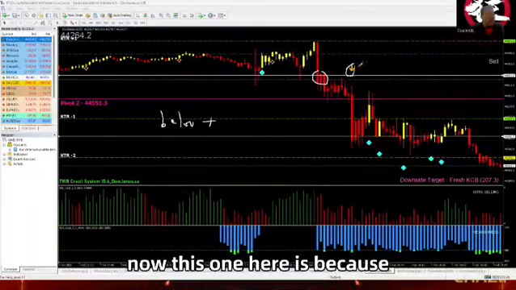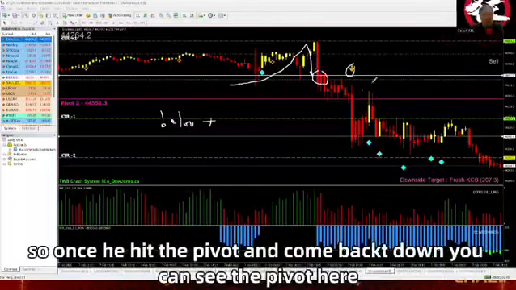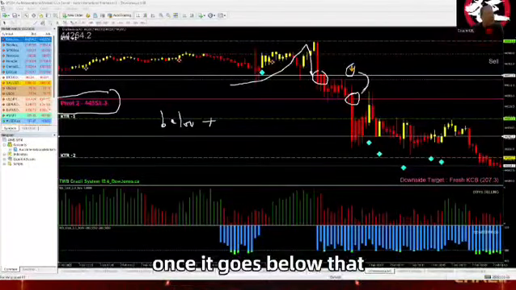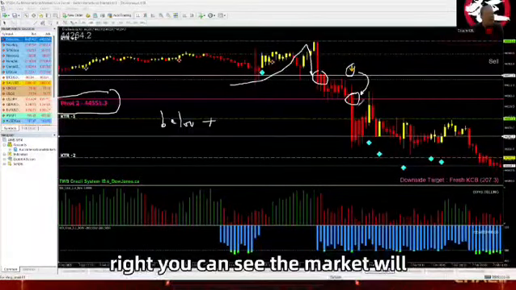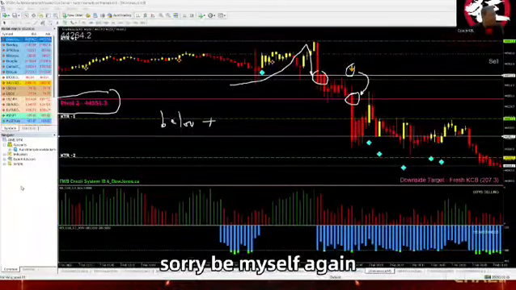Now this one here is because it has tripped the pivot and then come back down. So once it hit the pivot and came back down, you can see the pivot here. The market breaks below pivot 2. Once it goes below that itself, you can see the market will sell. So I repeat myself again.